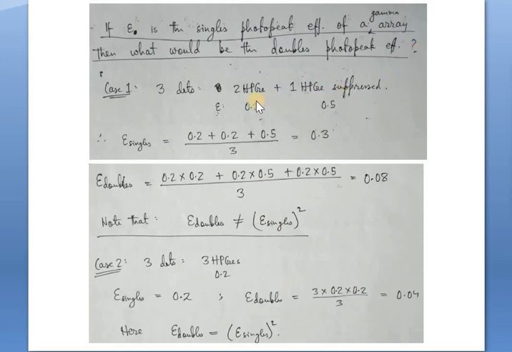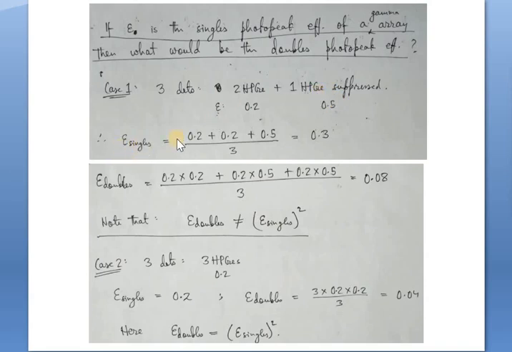Now for that, let me take into account this fact that suppose we have got 3 detectors, 2 HPGe detectors and a suppressed HPGe detector, which is a little bit better detector in this case. Now suppose each of these 2 HPGe detectors have singles detection efficiency, full energy peak efficiency, of 0.2, and this one has 0.5.